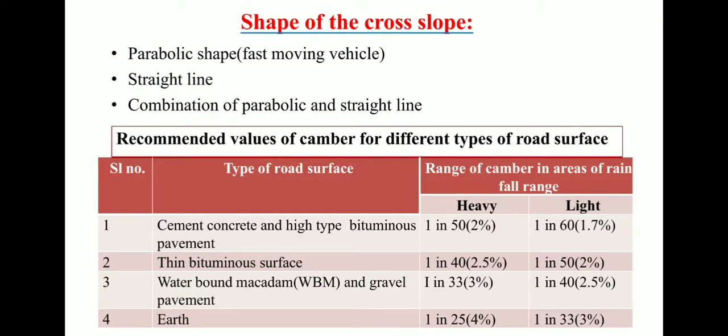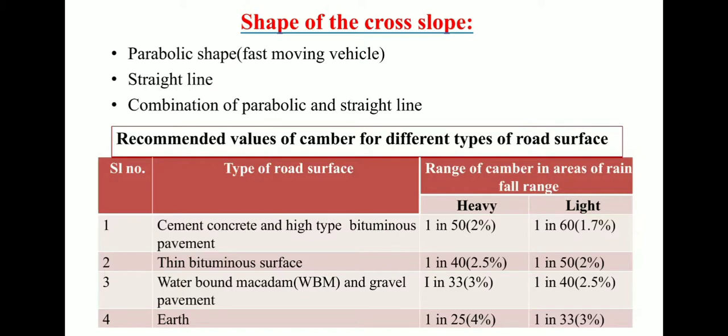This will be preferred for the rigid pavement, that is cement concrete pavement. Here the slope is always 1:1. And third one, combination of parabolic and straight. Here the middle portion in the form of parabola and the edges should be in the form of straight line. Means it is a combination of 1 and 2.